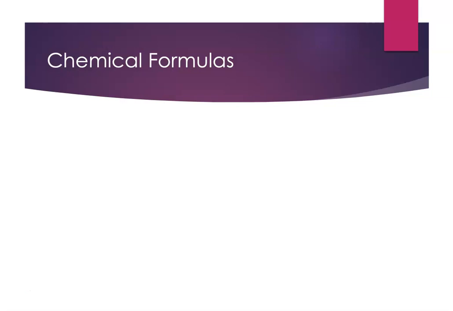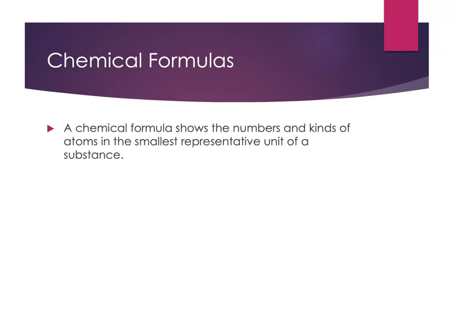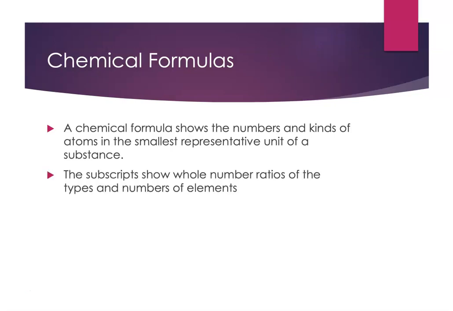Chemists use chemical formulas as a shorthand way of telling us what the composition is of a substance, how many atoms of each type. It shows the numbers and kinds of atoms in the smallest piece, a representative unit of that particular substance. We do this by using subscripts to show whole number ratios of the numbers and types of atoms for each atom. Obviously, it's got to be whole numbers. You can't have half an atom. The subscripts have to be whole numbers.